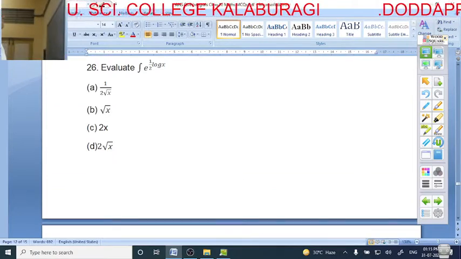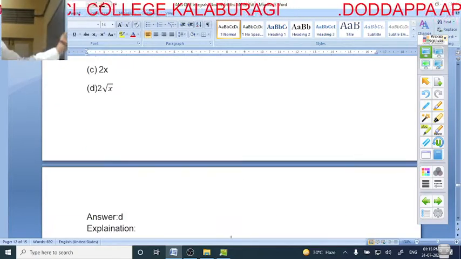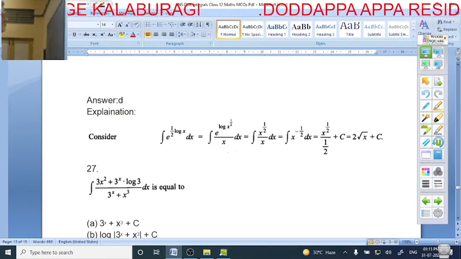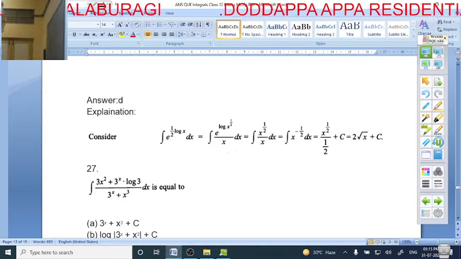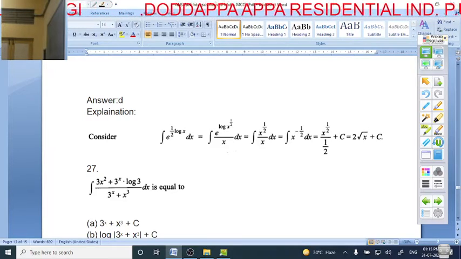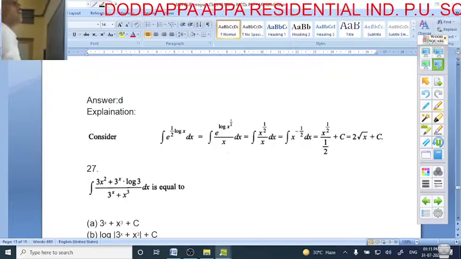Integration of e to the power 1 by 2 log x. Exponential raised to a logarithmic function is the function itself, that is x to the power 1 by 2. So here a slight mistake may have happened.